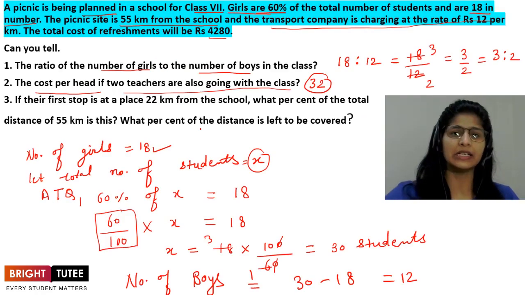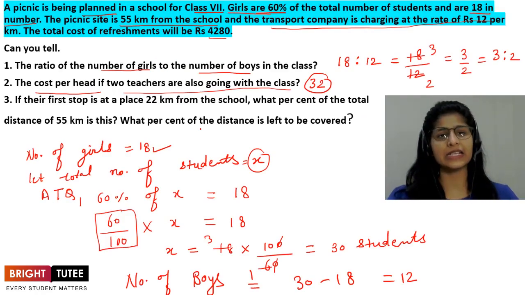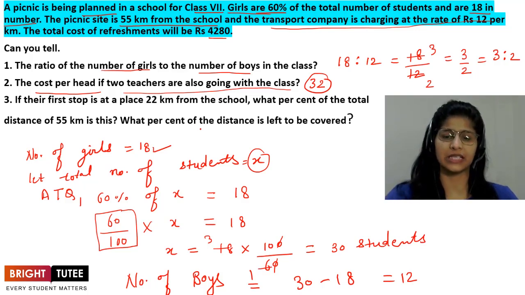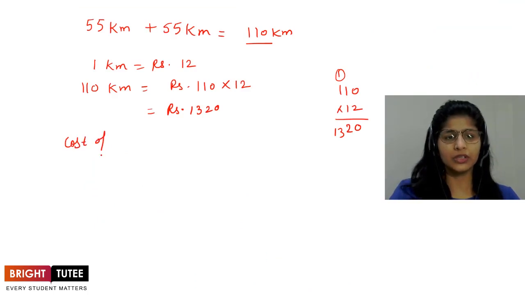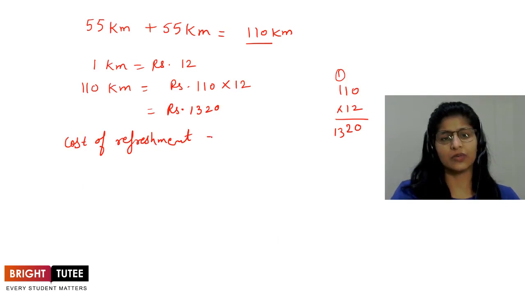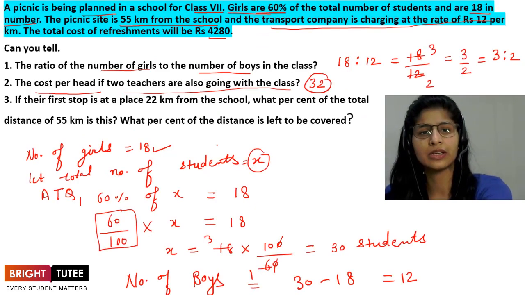Just see in the question again, they're asking the picnic site is 55 kilometer from the school and the transport company is charging at the rate of rupees 12 per kilometer. Clear? Now the total cost of refreshment is given as 4280. So we will see the cost of refreshments is equal to 4280, right? You can see it is given as 4280 in the question.